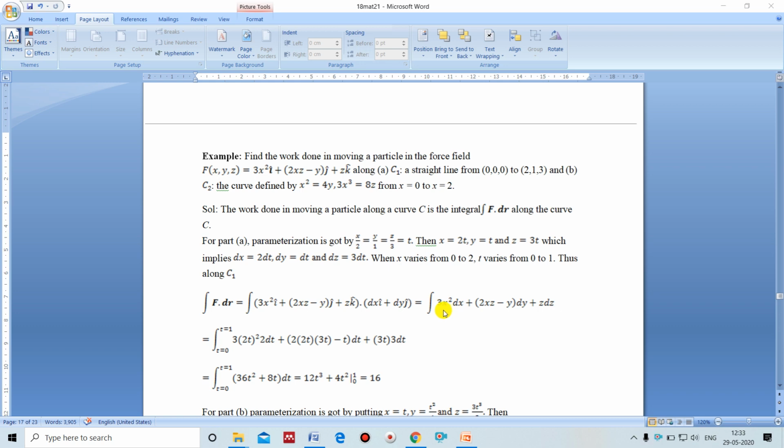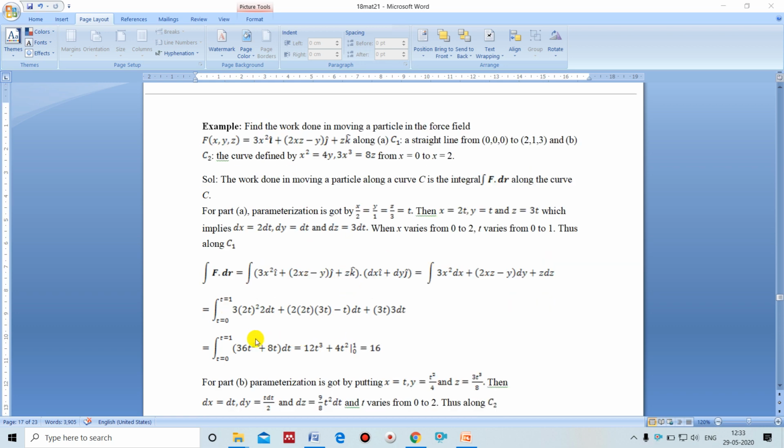We get 3 into x is 2t, (2t) whole square, into 2 dt, plus 2 as it is, x is 2t, y is t, z is 3t, minus y is t, plus z is 3t, then dz is 3 dt. So put x, y, z, dx, dy, dz. On simplification we get the integral from t equal to 0 to 1 of (36t square plus 8t) dt.